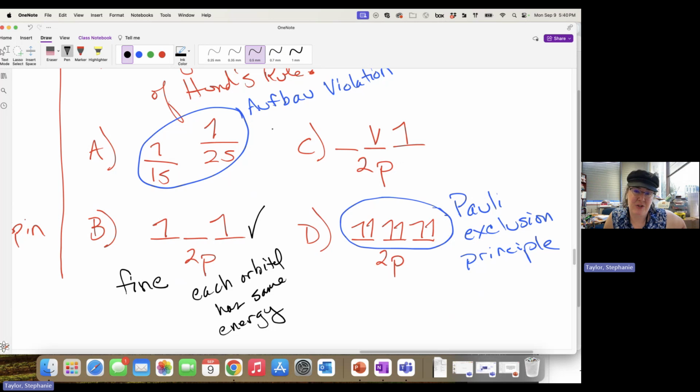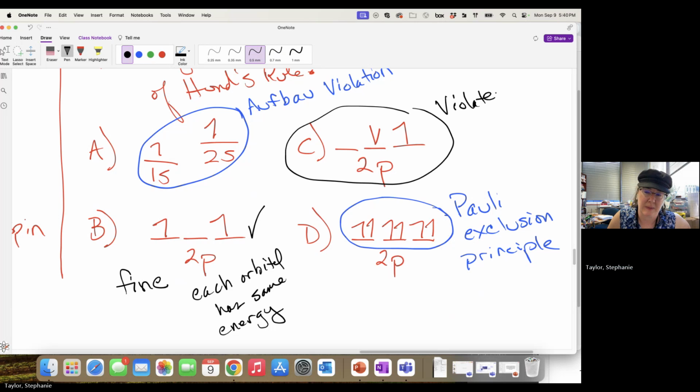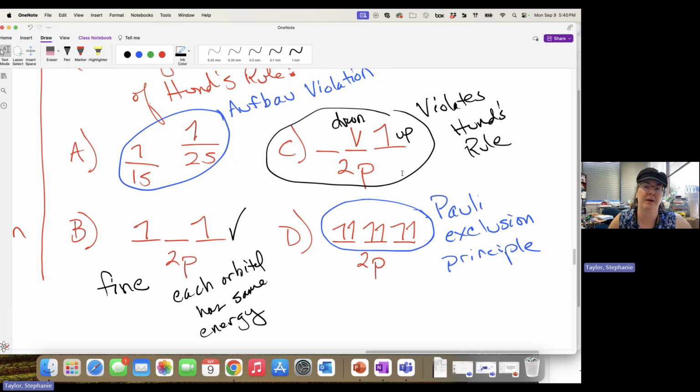So by process of elimination, this one violates Hund's rule. That's because I have one up and one down. This is up and this is down, and that's what's wrong with it. Having this first one blank actually doesn't matter either. But having one up and one down means I have not maximized spin. Hund's rule says I have to maximize spin. They all need to be going in the same direction until they get paired. So that's my only violation of Hund's rule here.